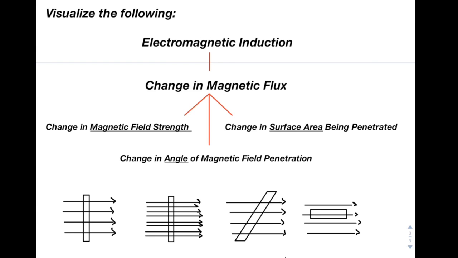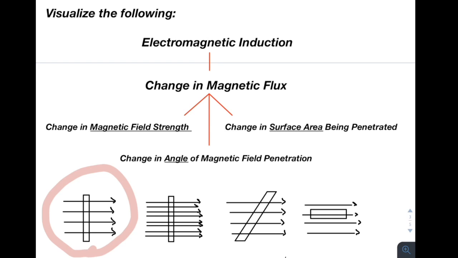So if the end result is the electromagnetic induction, we can change the magnetic flux in order to create the electromagnetic induction. We can change this magnetic flux in one of three ways. We can change the magnetic field strength, we can change the surface area being penetrated by the magnetic field, and we can change the angle of magnetic field penetration. So the first scenario that we have below is we have 4 magnetic field lines traveling perpendicularly through the surface area. So this will give us a certain magnetic flux.